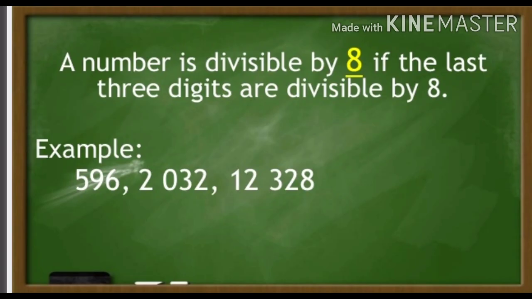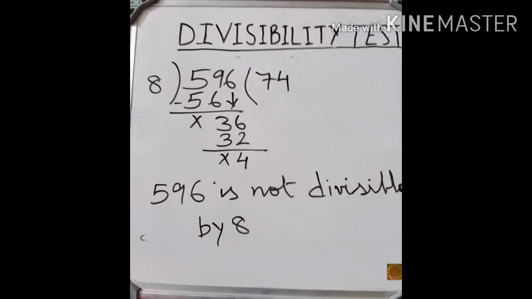Now let's understand divisibility test of 8. A number is divisible by 8 if the last three digits are divisible by 8. Let's take some examples: 596, 2032 and 12,328. In 596 we have to check the 3 digits. So 596 divided by 8, see, our remainder is not 0, it is 4. So 596 is not divisible by 8.